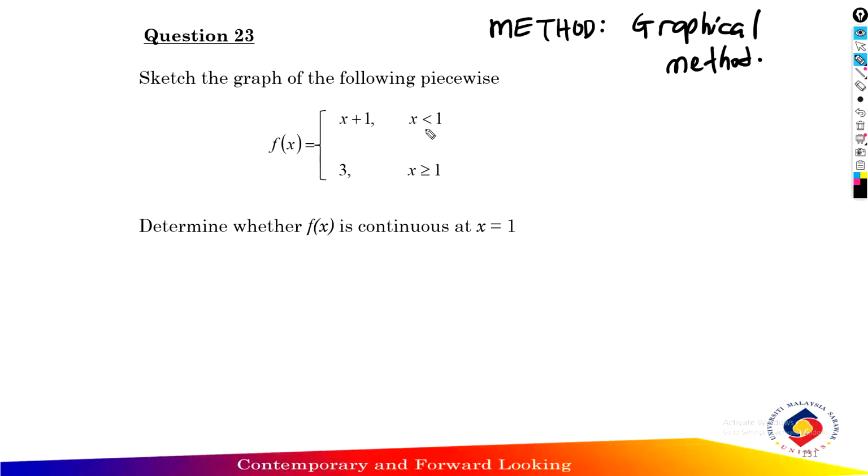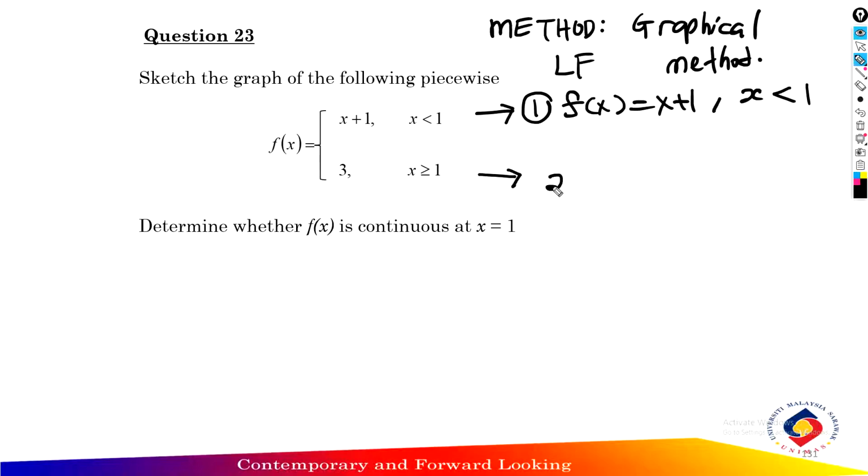Okay, first find the first function, f(x) equals x plus 1. So you write down f(x) equals x plus 1, and the domain of this function is x less than 1. So here is the graph of the linear function. And the second part of this piecewise function, the constant function, f(x) equals 3, with the domain of this function x greater than or equal to 1. Okay.